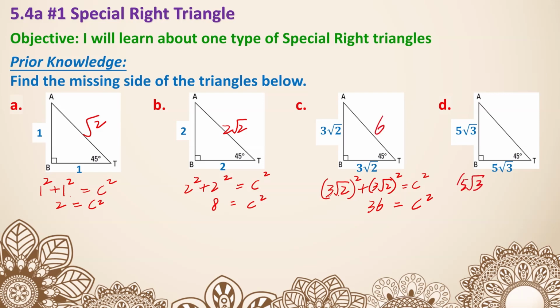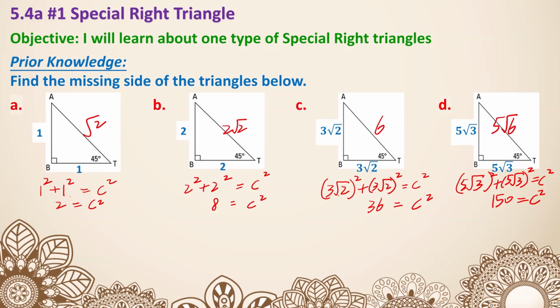Next, 5 square root of 3 squared plus another 5 square root of 3 squared equals c squared. Same thing, you've got to square the square root of 3, and you also got to square the 5. So it's 25 times 3, which is 75. The left side is actually 150. That equals c squared. So when you take the square root, it is 5 square root of 6.